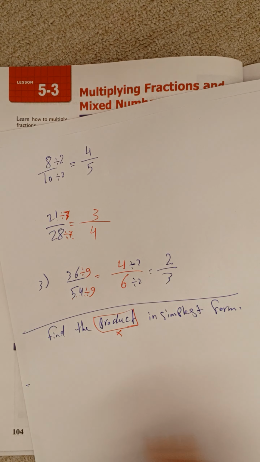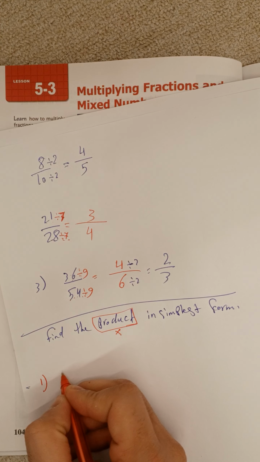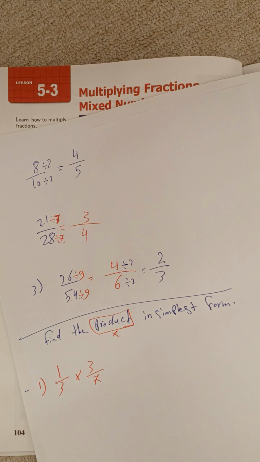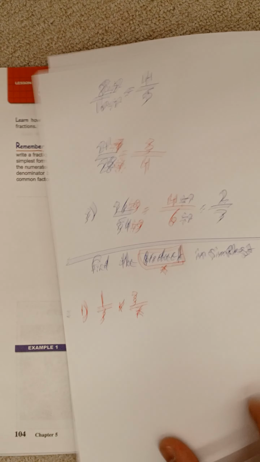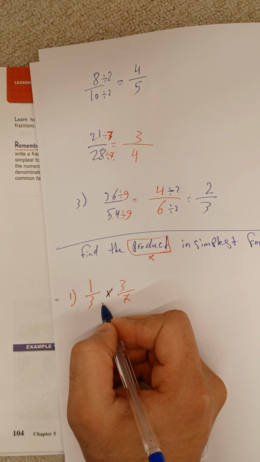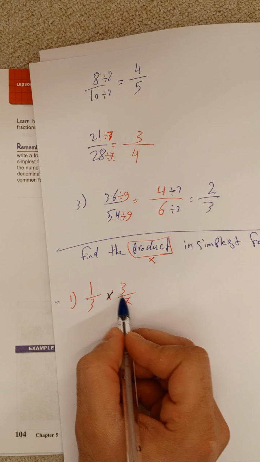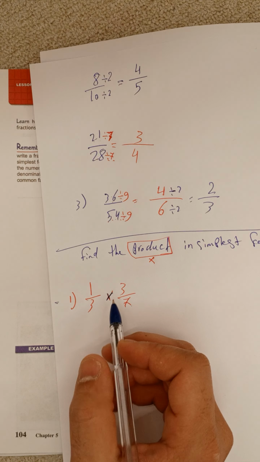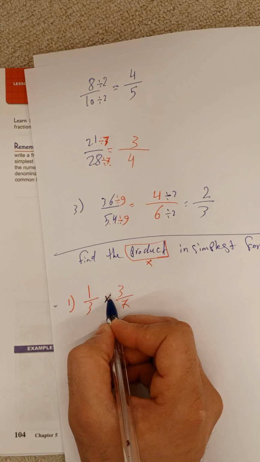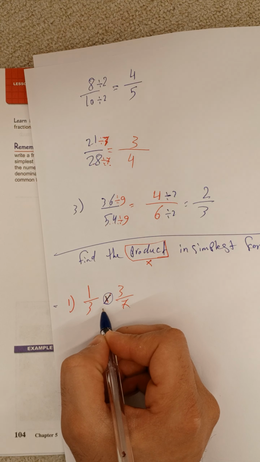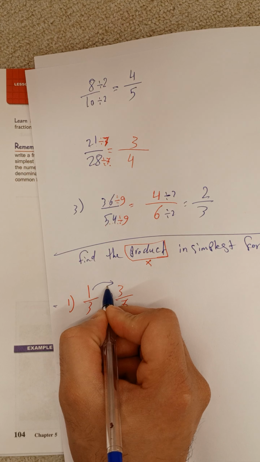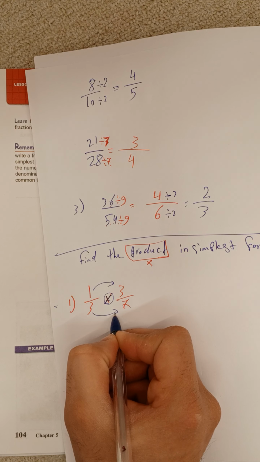So the first example, if the question says 1 over 3 times 3 over 7. Look at the sign. Is it addition? No. In addition, we try to make the same denominator, and in subtraction as well. But this one is multiplication. Look at the sign first. It's multiplication, so multiply the numerators and multiply the denominators together.